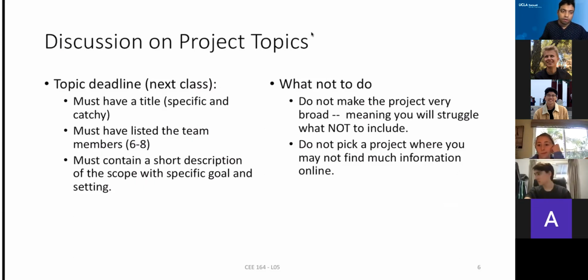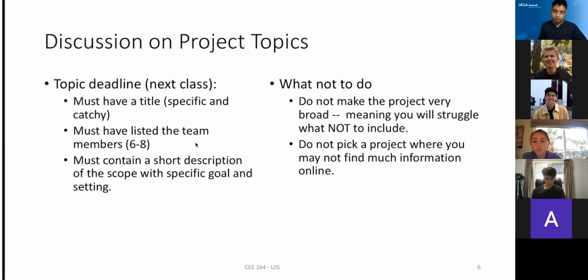It must also have a short description of the scope. The reason I ask for this is, let's say one of the teams says that we are going to work on plastics, so that has a title. But if you say that you want to work on a microplastic problem, it's not specific enough. All I know is microplastic, but I don't know what aspect of microplastic you want to learn. Is this all about minimizing plastic use or recycling more plastics?